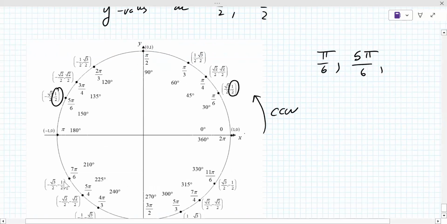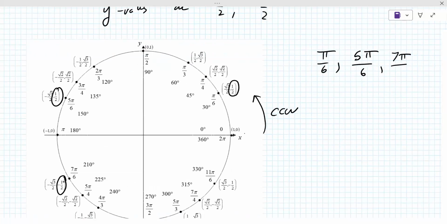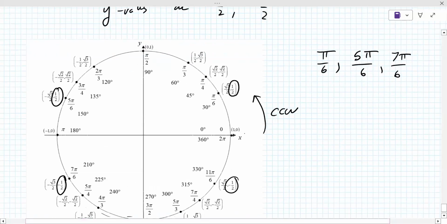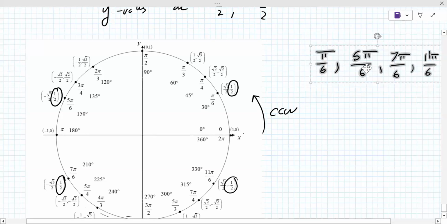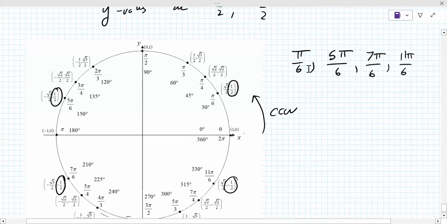And then you keep going. Oh, there's another one, minus 1/2. That corresponds to 7 pi over 6. And then you keep going down, down, down, down, and you get your last one here, 11 pi over 6. Okay. So there's 4 answers. You got to separate them by commas.